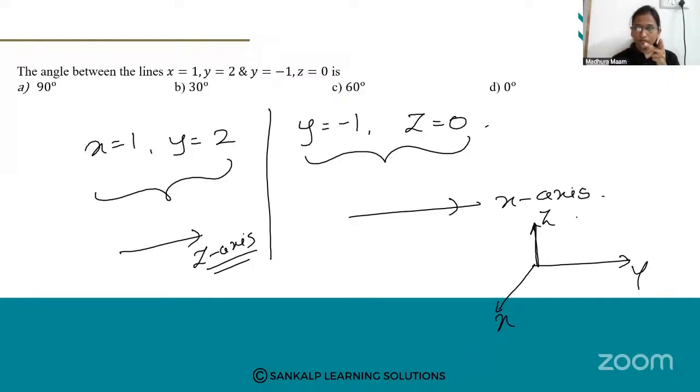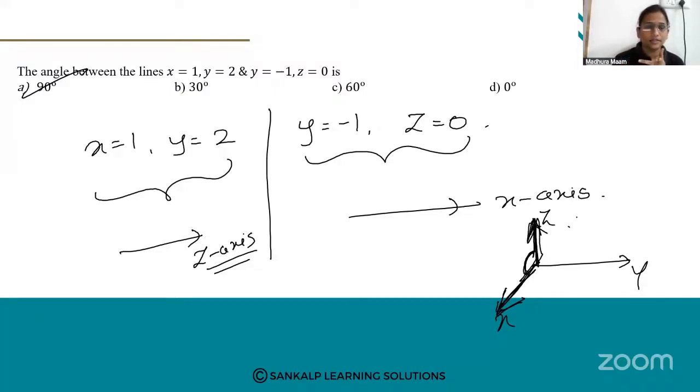So now, how are your lines? One is parallel to the x axis, one is parallel to the z axis. X and z are perpendicular to each other. What is the angle between them? The angle between them is 90 degrees. Correct? So the angle between these two lines, we can say that it is 90 degrees. That is option A.